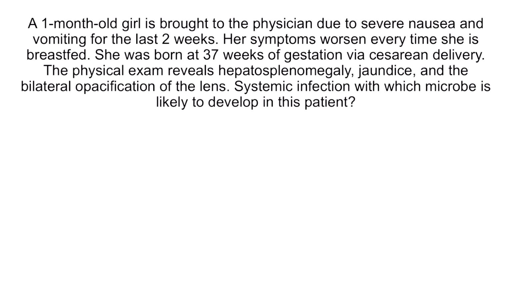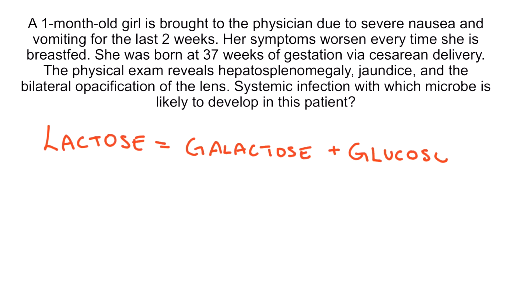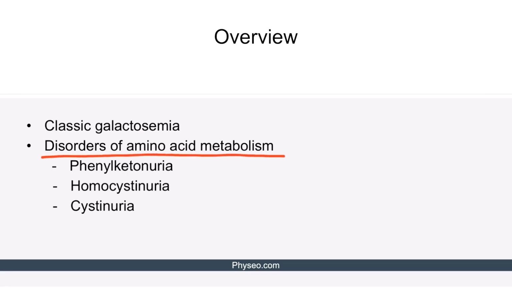This patient presents with severe nausea, vomiting, jaundice, hepatosplenomegaly, and the infantile cataracts, as evidenced by bilateral opacification of the lens. Her symptoms worsen every time she is breastfed. Breast milk contains lactose, a disaccharide composed of galactose and glucose. Therefore, this patient with severe symptoms most likely has classic galactosemia. The patients with galactosemia are at increased risk for E. coli sepsis.